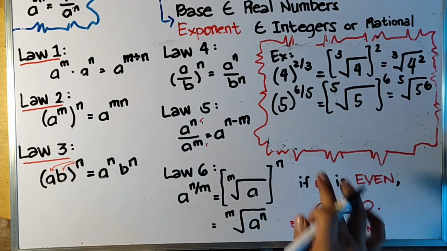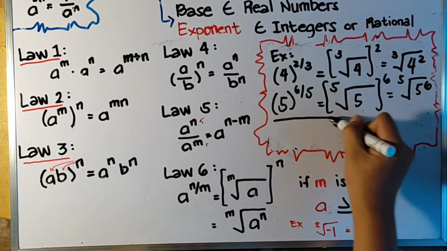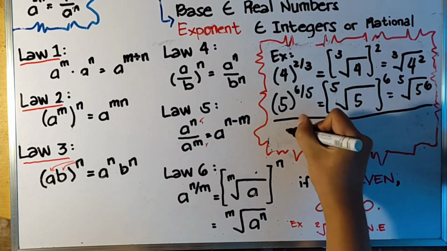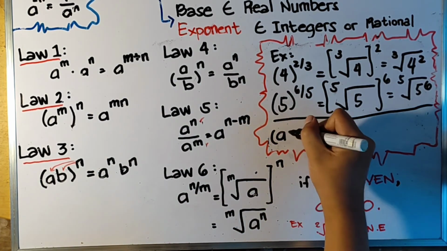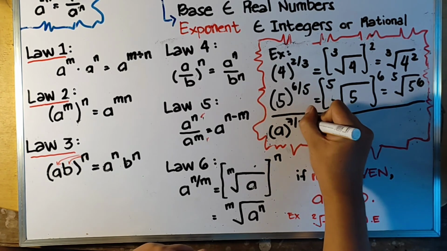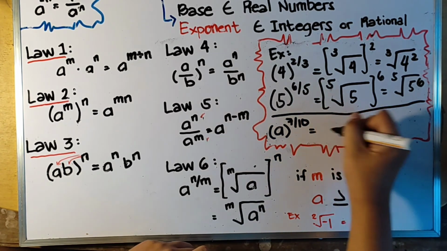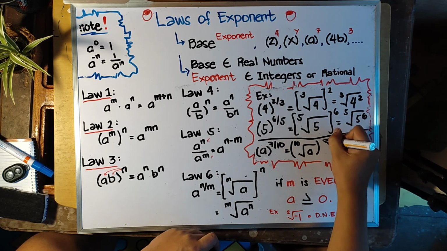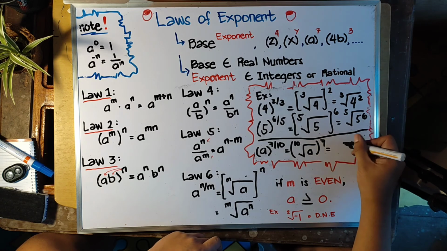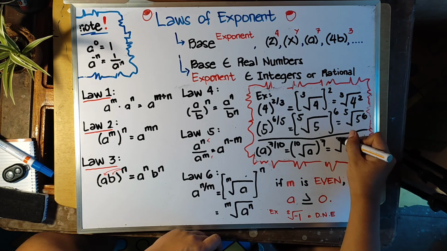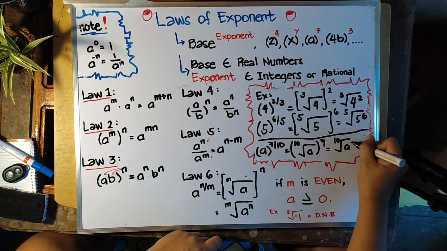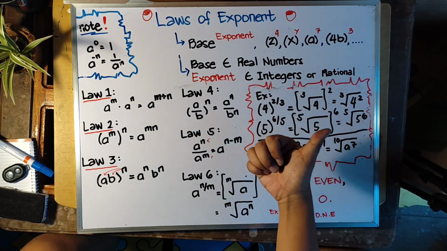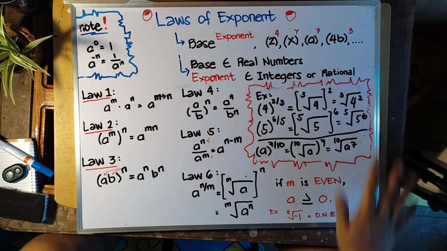Same lang yan. And lastly, same sa mga indeterminates. Walang problema. How about this? A raised to 7 over 10 magiging 10th root of a raised to 7, or it could be the 10th root of a raised to 7. Okay? Take note of this, laws of exponent.